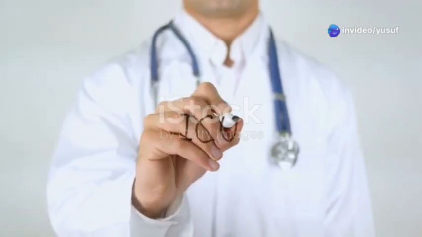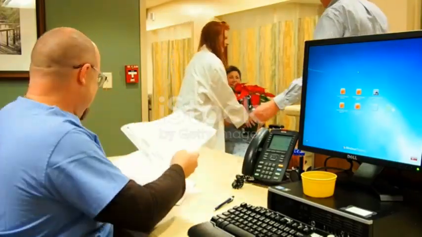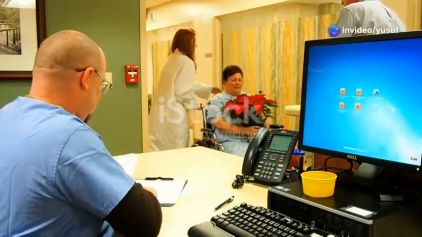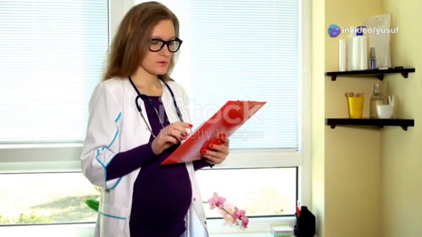ISBAR is an acronym that stands for Identification, Situation, Background, Assessment, and Recommendation. It provides a clear and concise framework for communication between healthcare providers during patient handovers, ensuring that all essential information is conveyed. Identification. This step involves clearly identifying the patient being discussed.